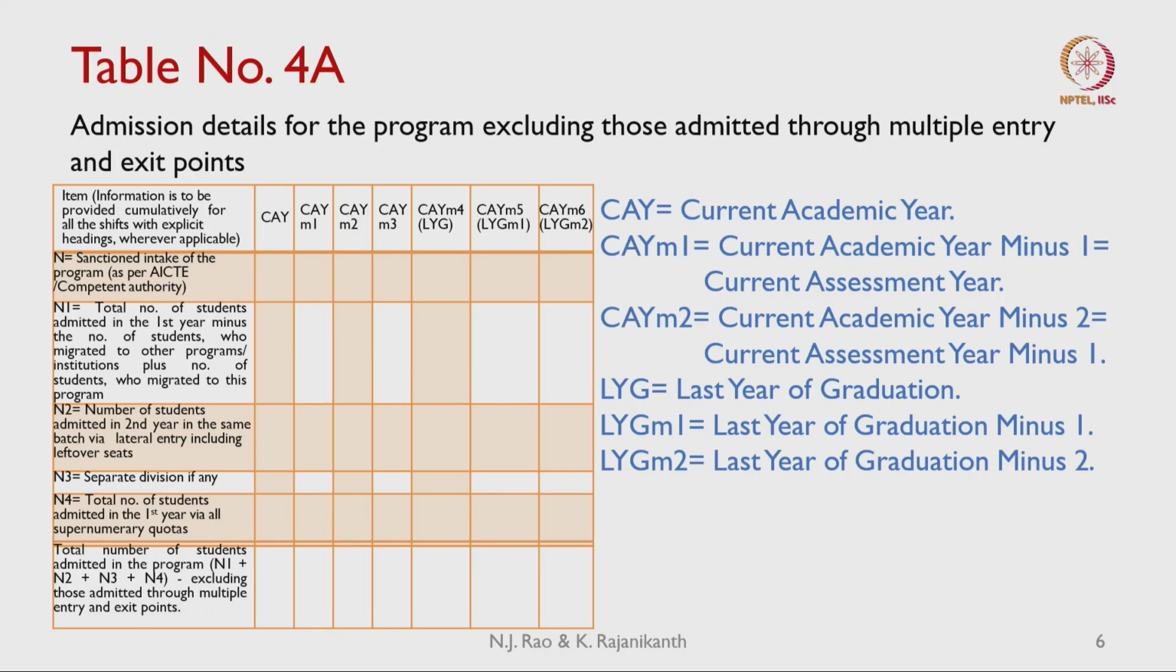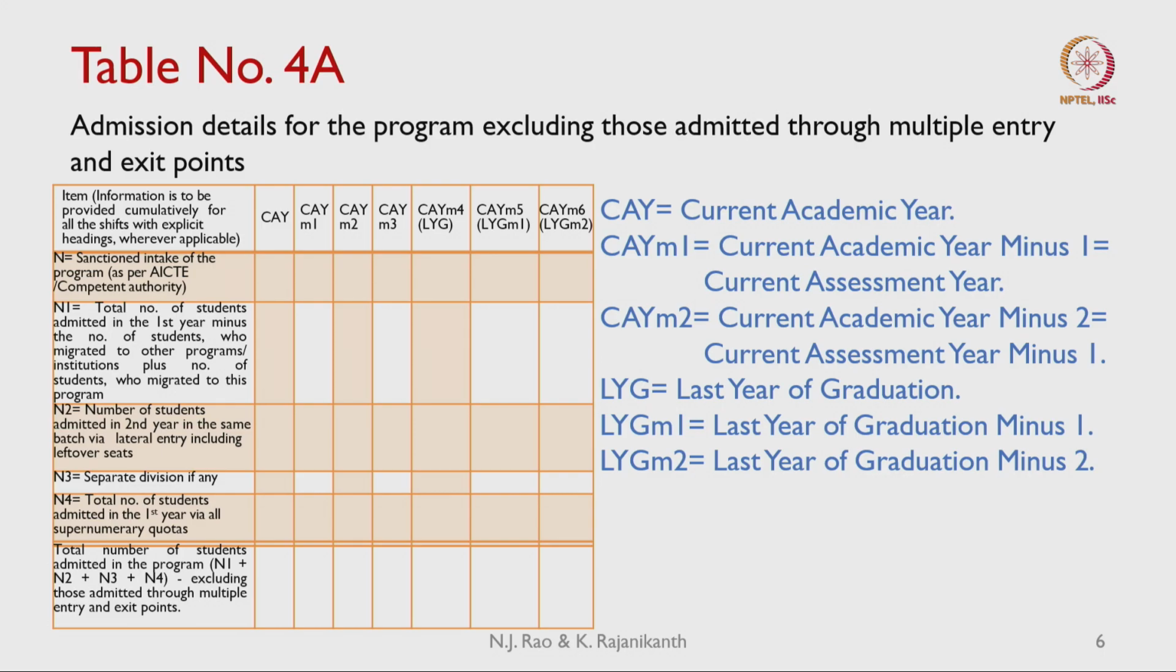So, the data that is being provided is quite extensive, spans over a 6-year period. In fact, there will be 2 more years, but there will not be much data. We will see. This all looks fairly elaborate, but it is purely data. So, what are the details? Information to be provided cumulatively for all the shifts and explicit headings wherever applicable.